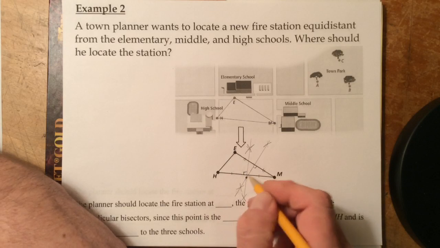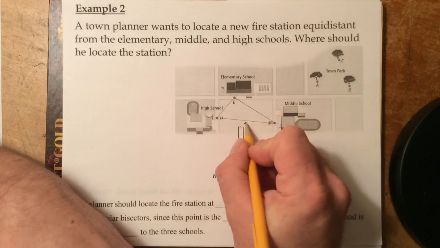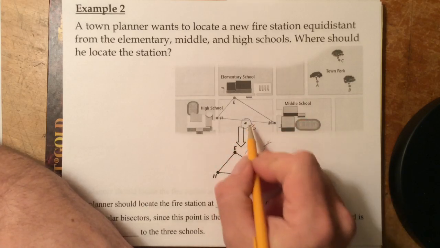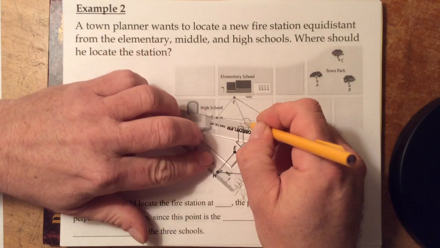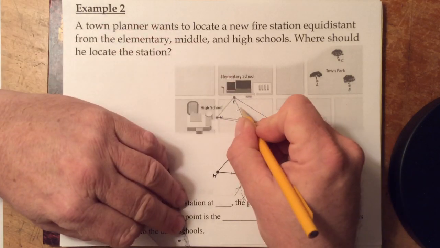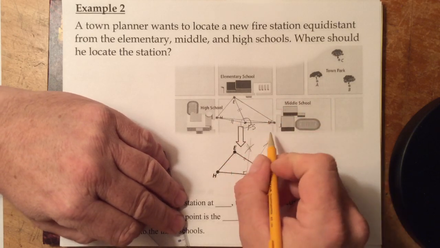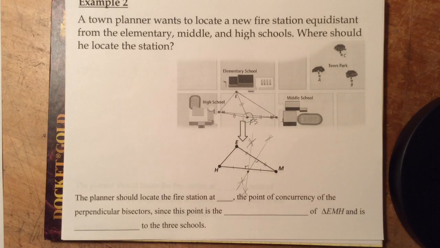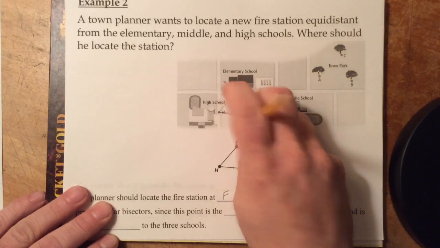So if we estimate where that is, it's right about here in actuality. So this will be our new fire station right here. It's the same distance to the elementary as to the high school as to the middle school. So FS to E is congruent to H to FS and FS to M. The planner should locate the fire station at F.